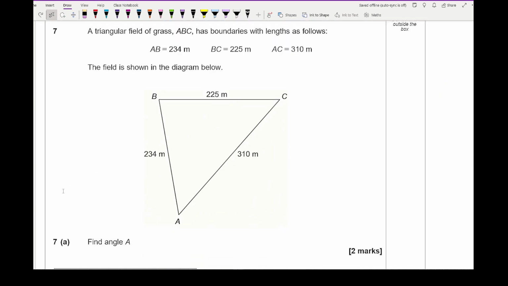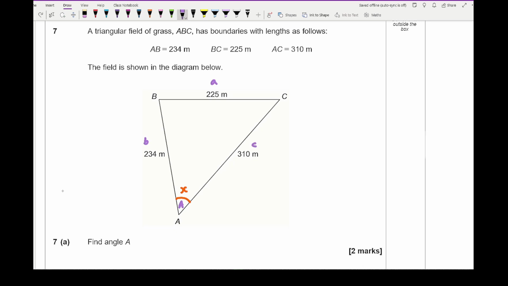Moving on to question 7, it says that a triangular field of grass ABC has boundaries with lengths as follows. AB is equal to 234 meters, BC is equal to 225 meters, and AC is 310 meters. The field is shown in the diagram below, and question 7a is asking us to find angle A. Hopefully we can spot that this is going to use the cosine rule, because we know 3 sides and we're trying to find the angle A. So if I start by labeling this, this is going to be my capital A, that means that's going to be little a, this is going to be B, and that's going to be C.